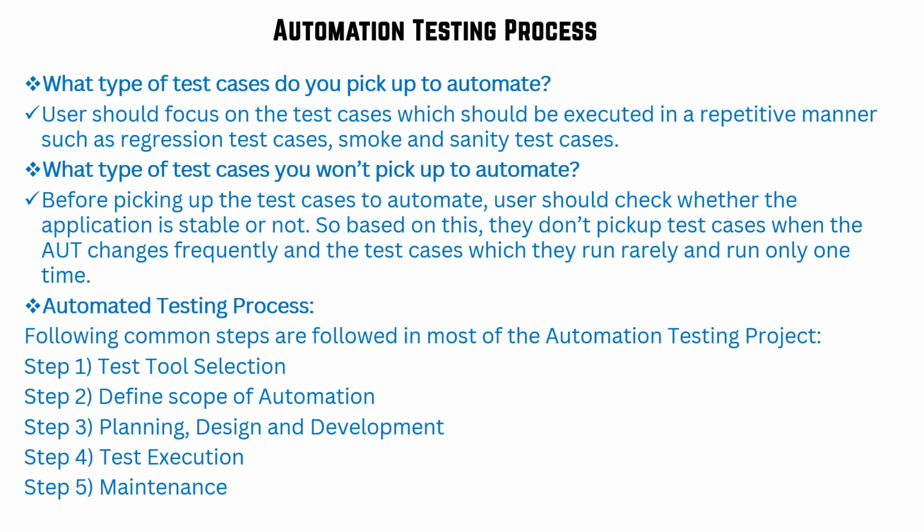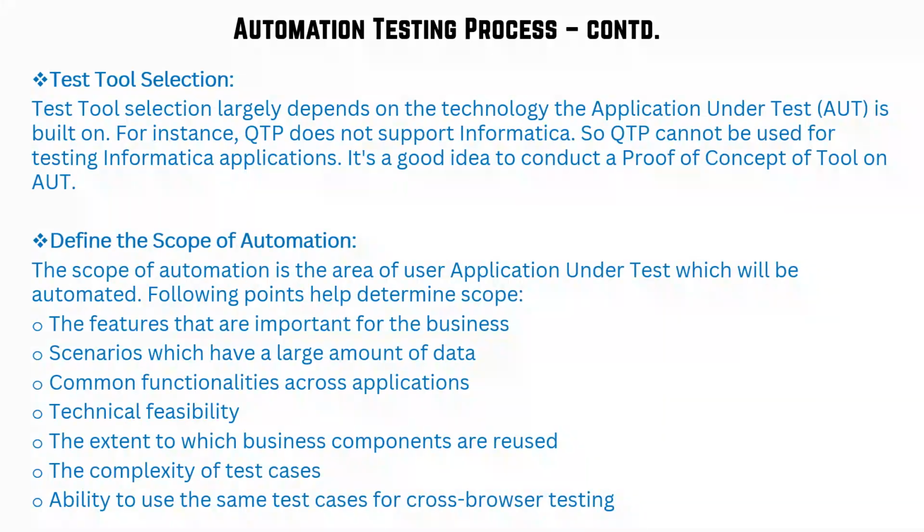Now we'll discuss the automation testing process. There are a couple of steps every automation tester needs to follow when entering the automation world. First is test tool selection, then defining the scope of automation, planning, design and development, test execution, and maintenance. The first one, tool selection. Test tool selection largely depends on the technology the application under test, or AUT, is built on. If you want to work with a web-based application, you can go with Cypress, Playwright, Selenium, and so on.